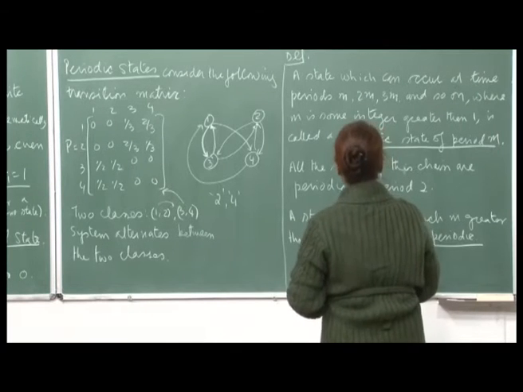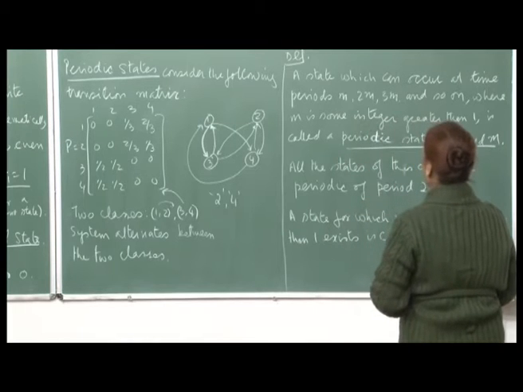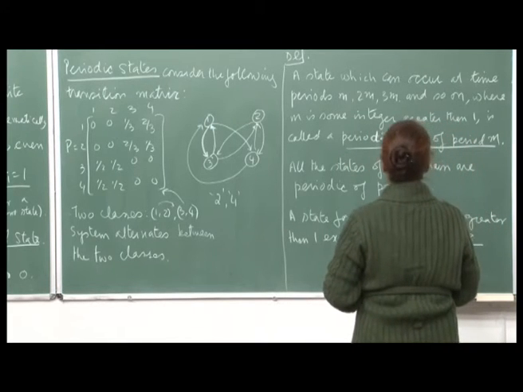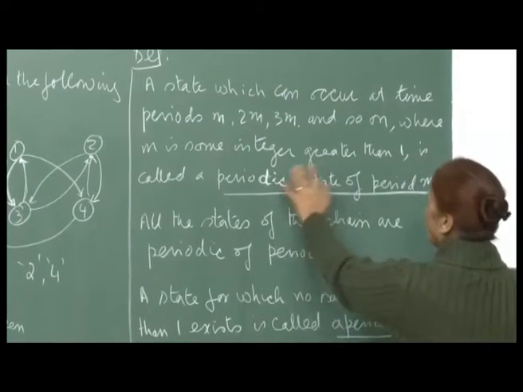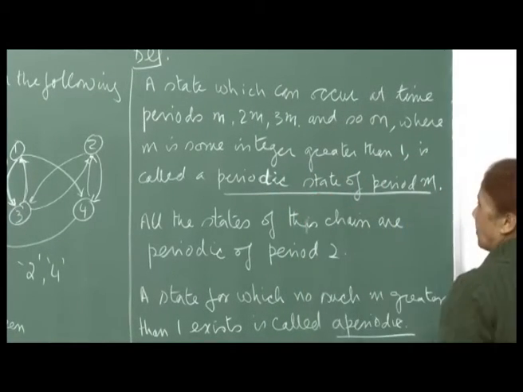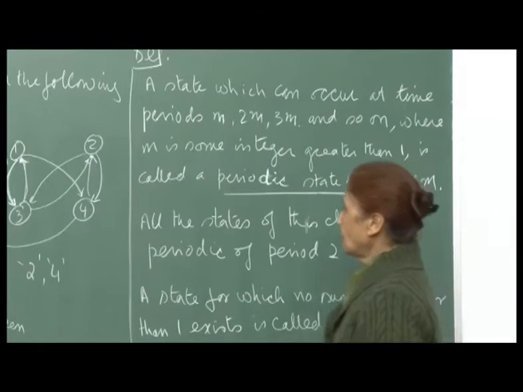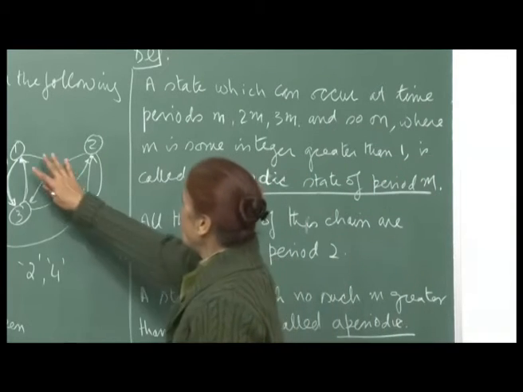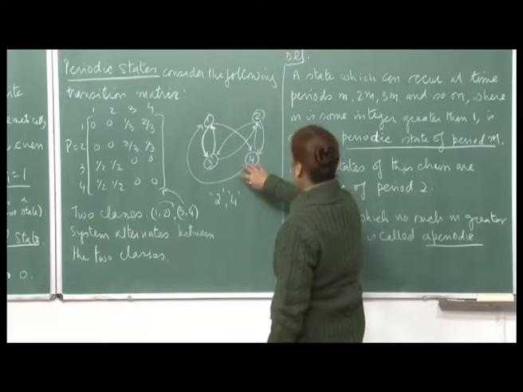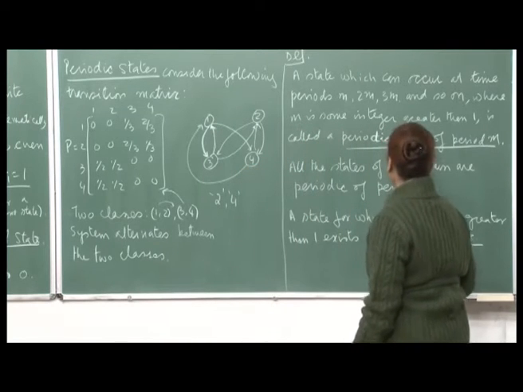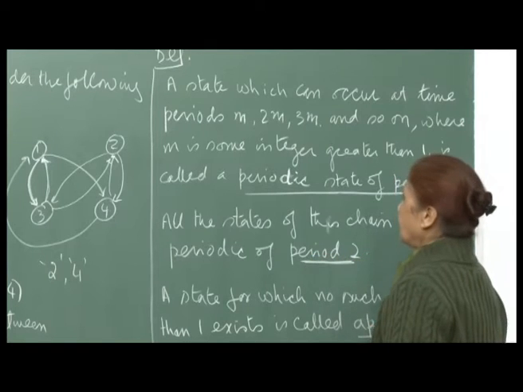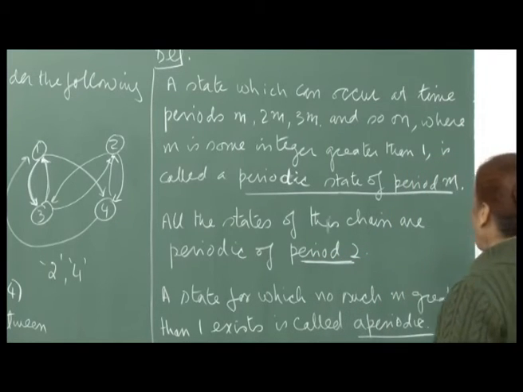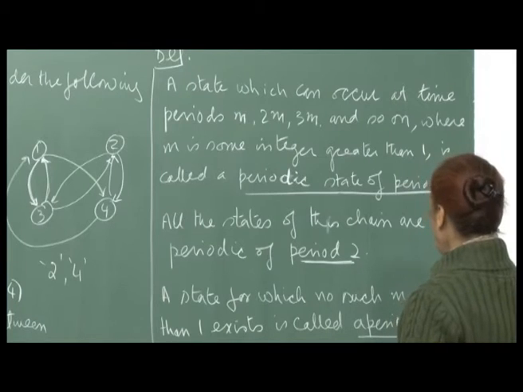So, we will say that a state which can occur at time periods m, 2m, 3m and so on, where m is some integer greater than 1, is called a periodic state of period m, right. Therefore, using this definition, you can say that all the states of this particular chain are periodic of period 2, right. A state for which no such m greater than 1 exists is called aperiodic.